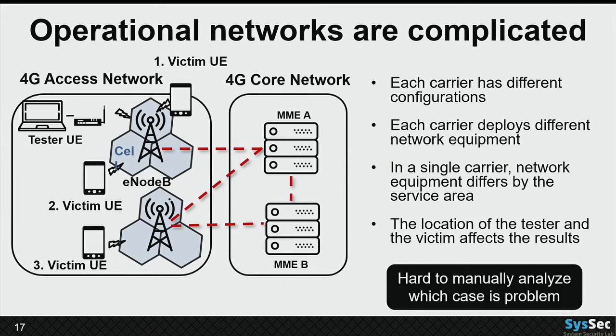There are 4 possible cases. Number 1, the victim and the tester are connected to the same cell area. Number 2, the victim and the tester are connected to different cell areas, but in the same eNodeB area. Number 3, the victim and the tester are connected to different eNodeBs, but in the same MME pool. And lastly, number 4, the victim and tester are connected to different MME pools. So we had to consider all these possibilities when we test operational LTE networks. This is so confusing when the test is done manually.